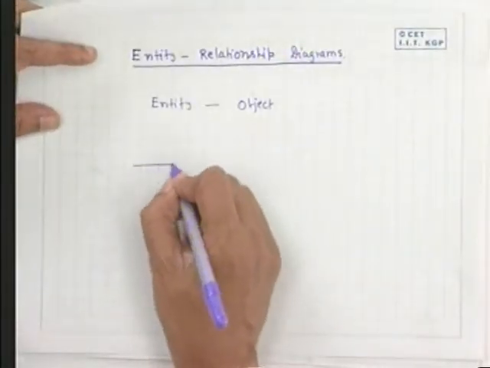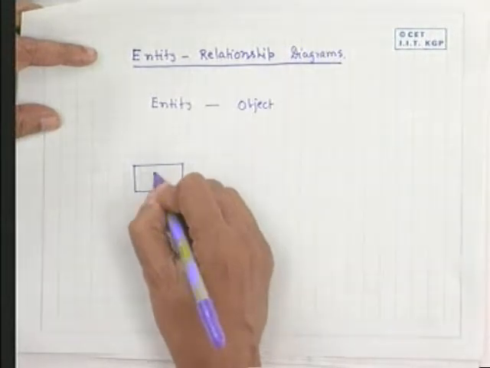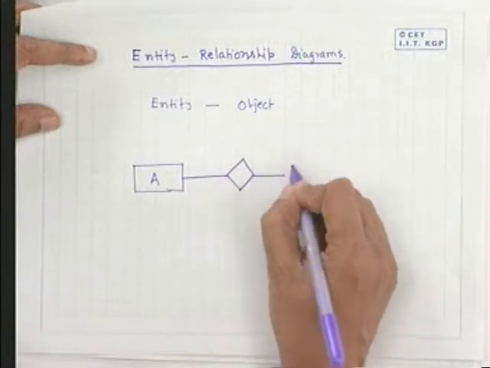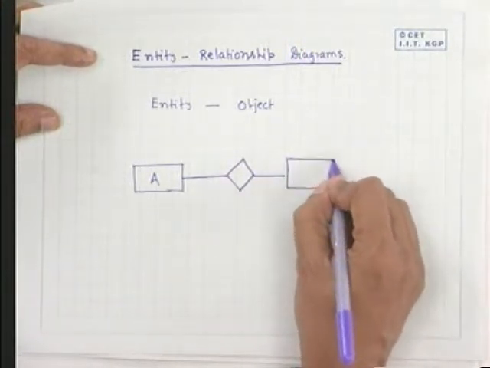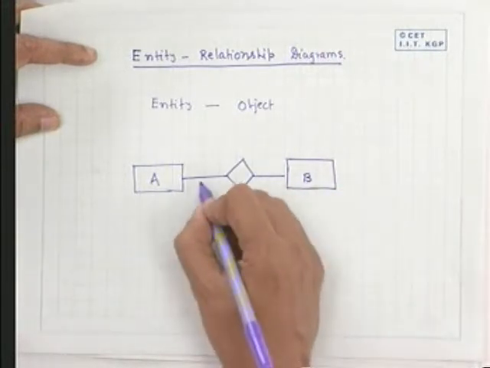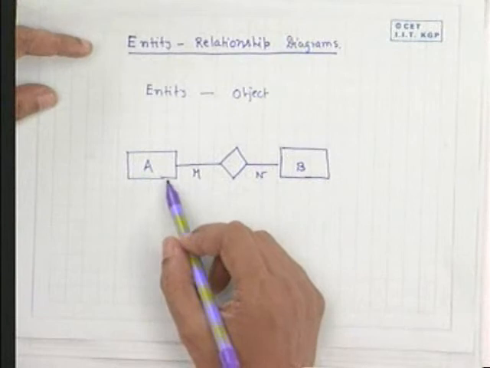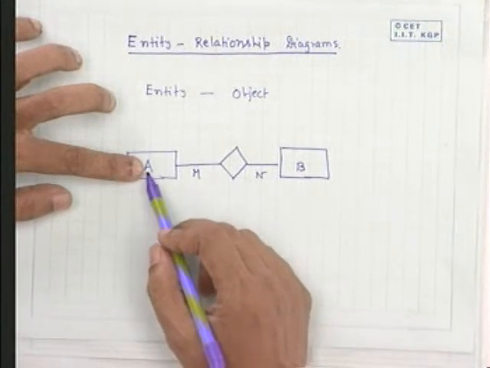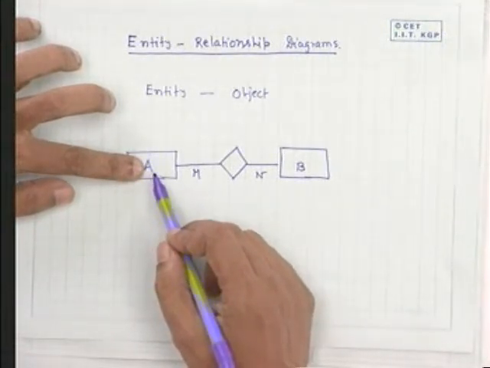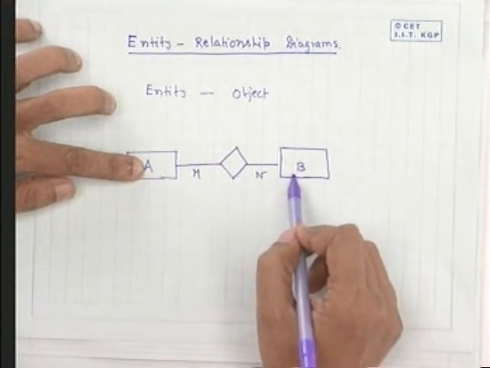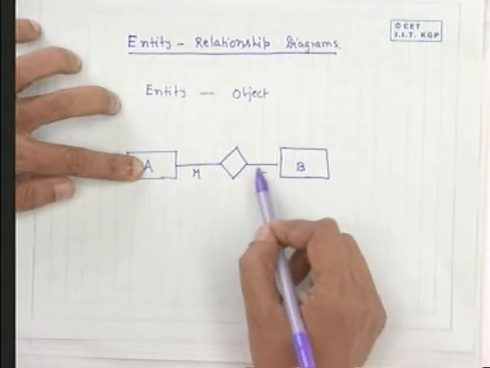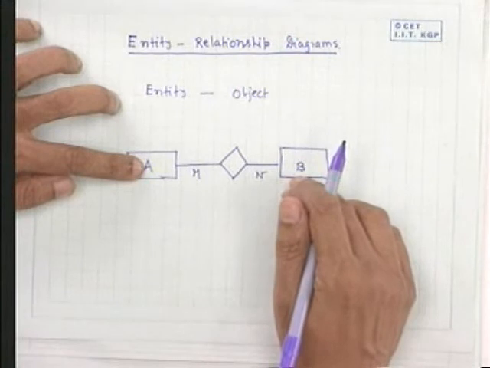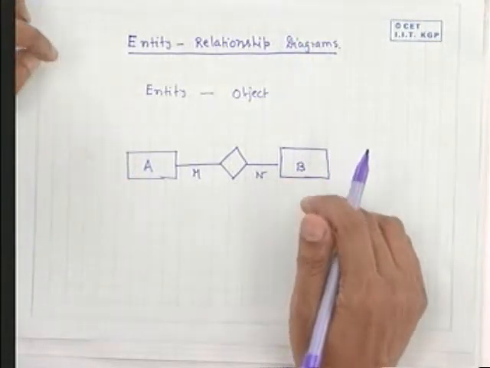Similarly, the relationships can be many to many. This type of relationship is denoted in the diagram in this way: m:n. That means each entity of class A will be associated with n number of entities of class B, and similarly an entity of class B will be associated with m number of entities of class A.